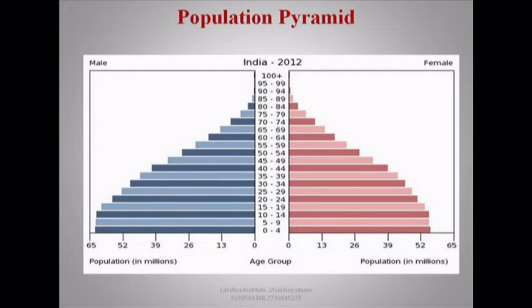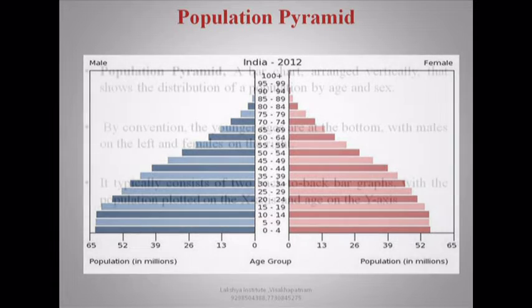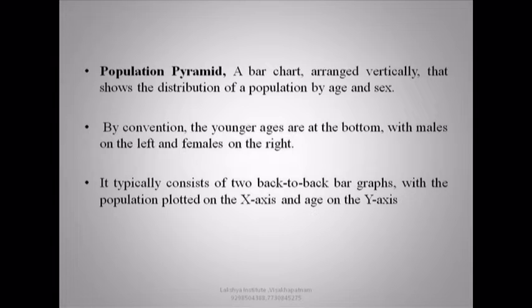Population pyramid. Population pyramid, a bar chart, arranged vertically, that shows the distribution of a population by age and sex. By convention, the younger ages are at the bottom, with males on the left and females on the right. It typically consists of two back-to-back bar graphs, with the population plotted on the x-axis and age on the y-axis.